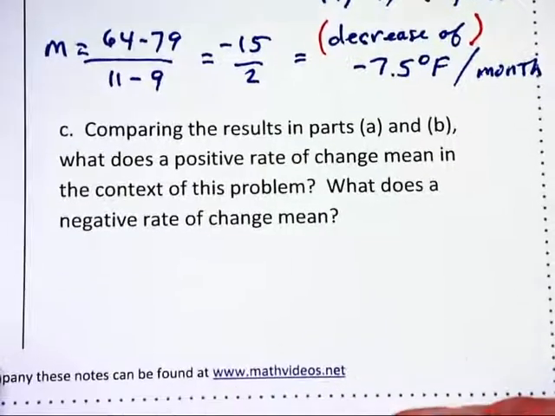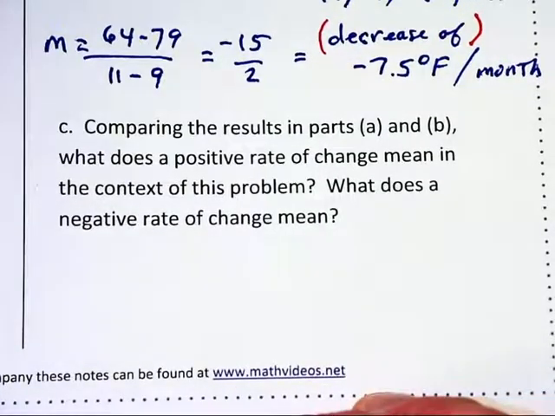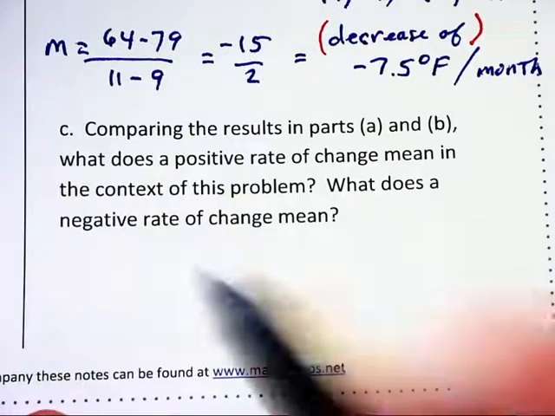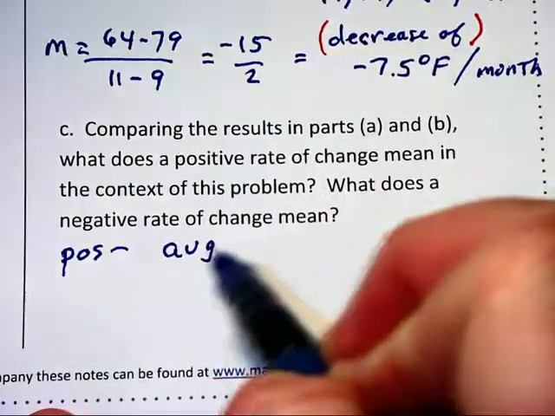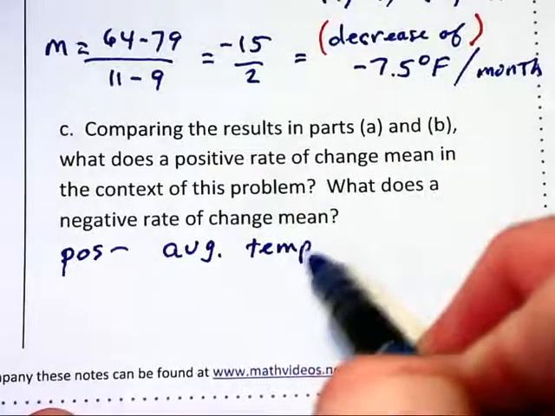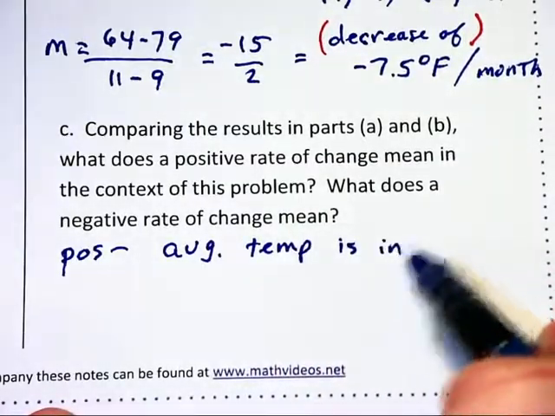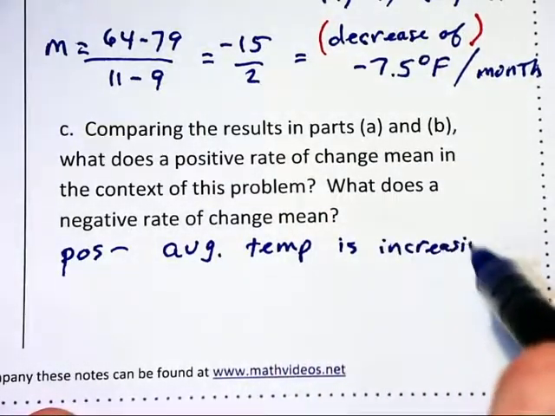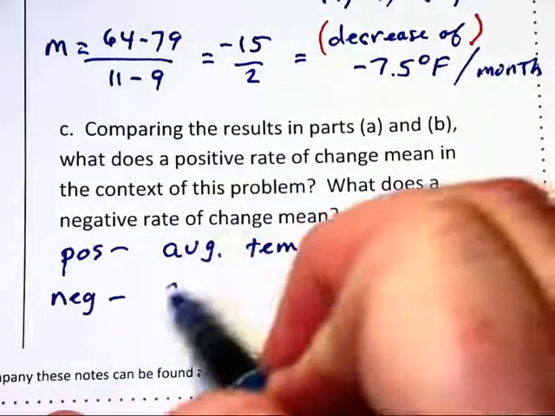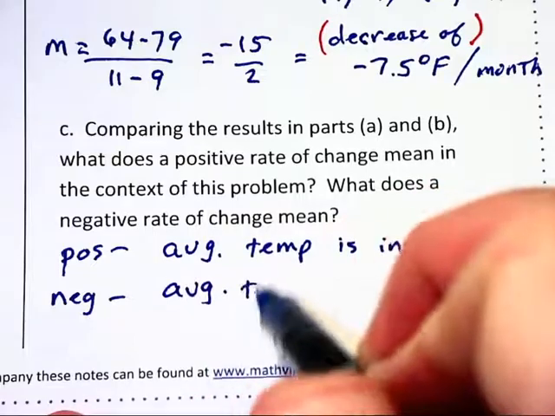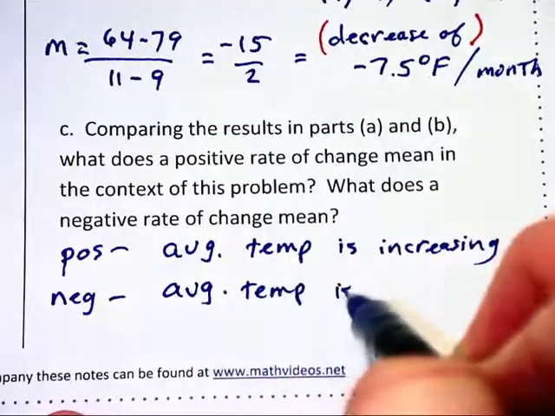Now in part C, we want to compare the answers to part A and part B. And what does a positive slope mean? I think I've already described that. A positive slope means that the average temperature is increasing, and a negative slope or negative rate of change means that the average temperature is decreasing.